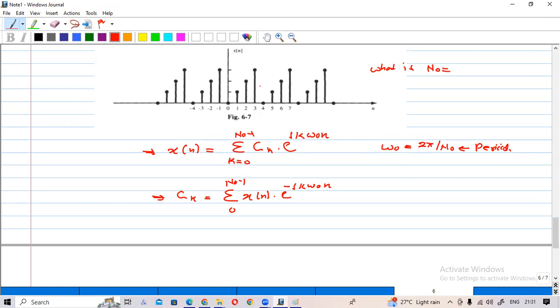Select two consecutive repeated points, then count the number of samples between those two points. That is N naught.